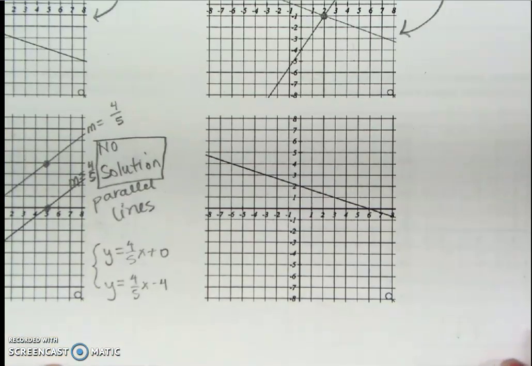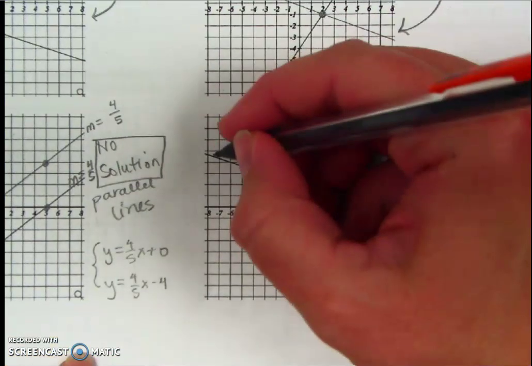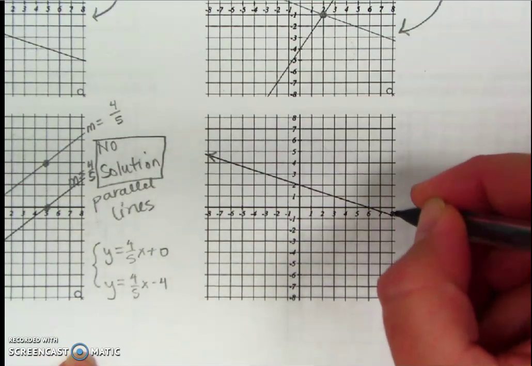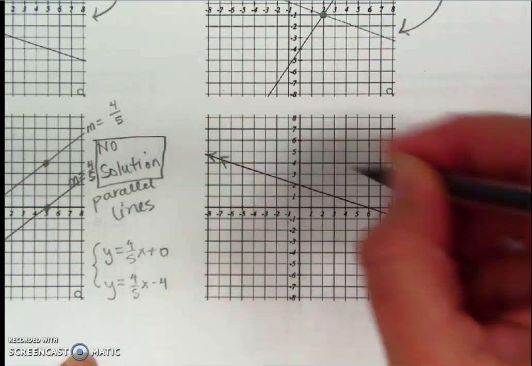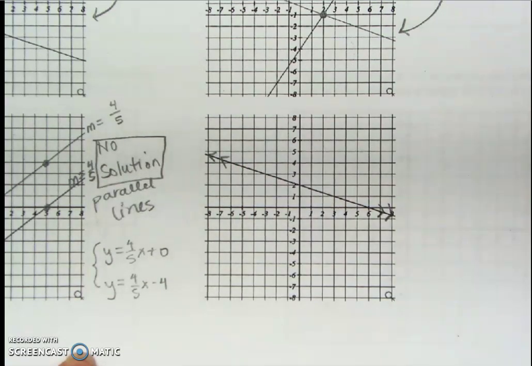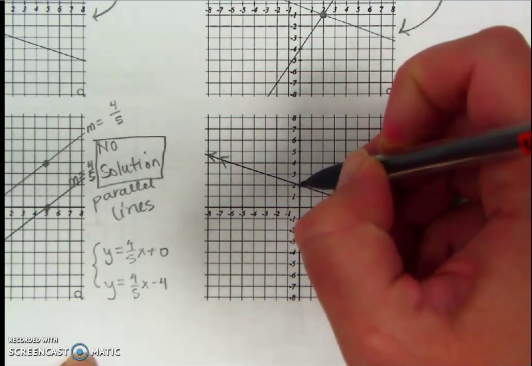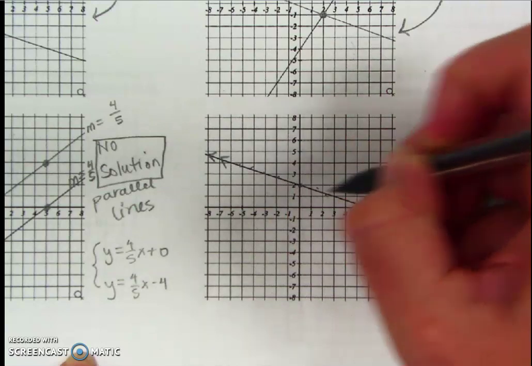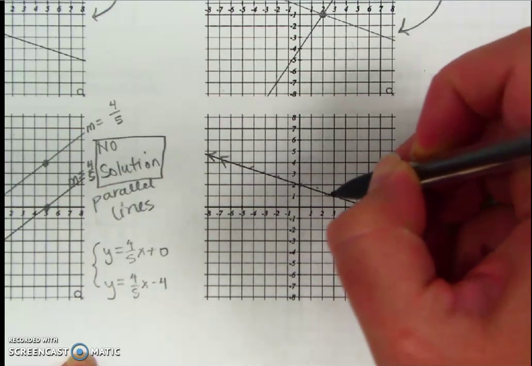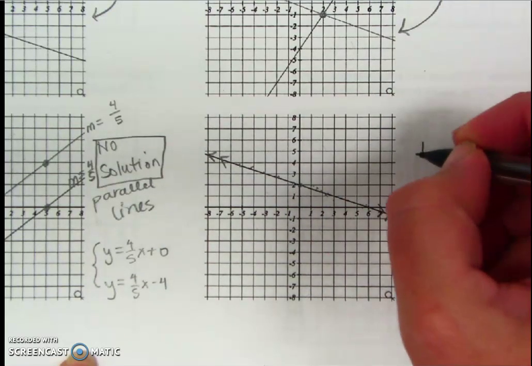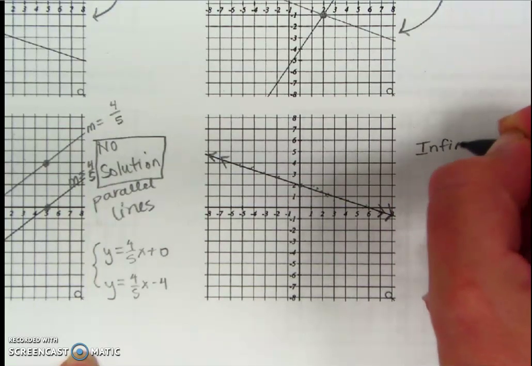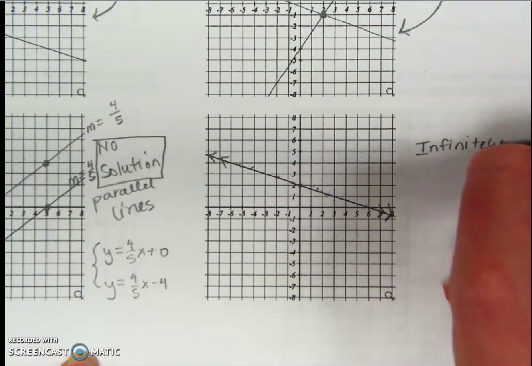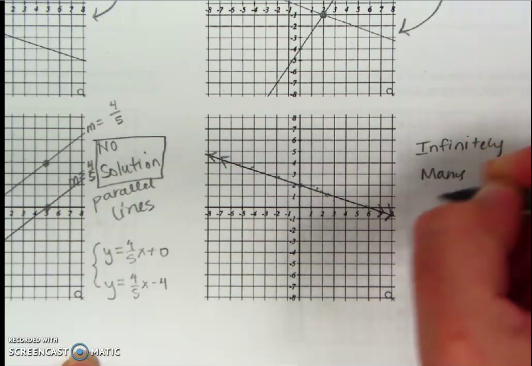It said assume each graph has 2 lines. So if there are 2 lines here, and I'm looking for the point where the lines meet, how many points do these lines meet at? Well, it looks like they're meeting at every single point they have. And so how would I list every single point on the line? That would be an infinite amount of points. So that would be infinitely many solutions.